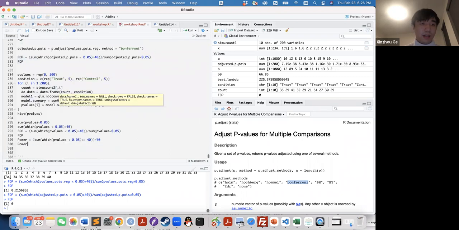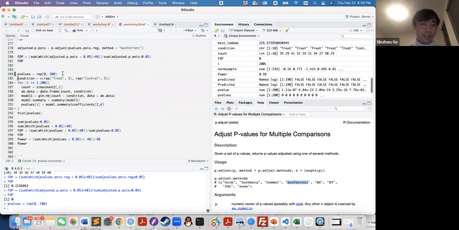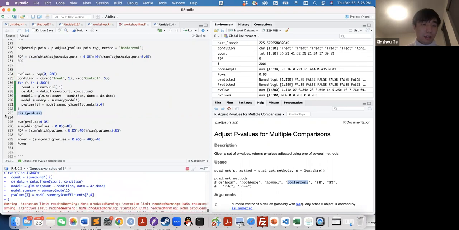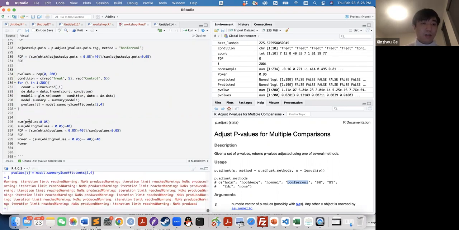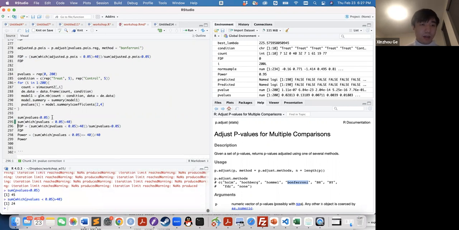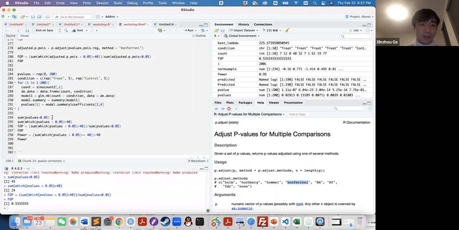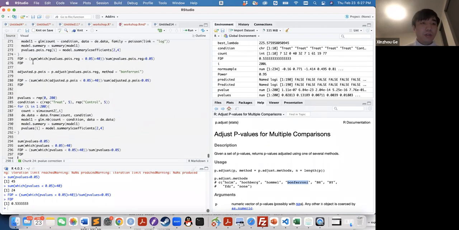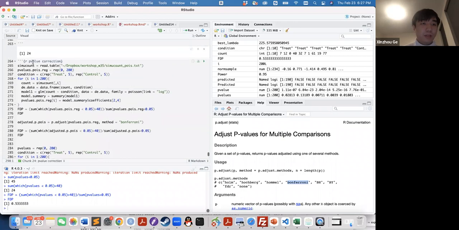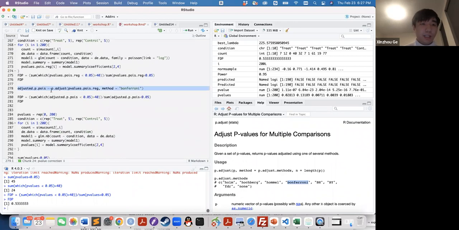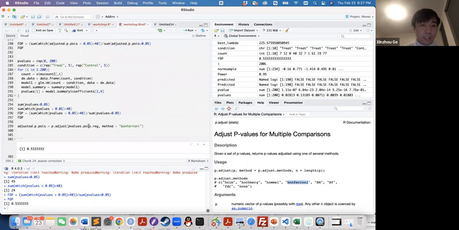Here we are looking at the negative binomial dataset and calculate the p-values, and you can see that the FDP is around 50%, and we want to control the FDP by doing the adjustment. This time we can also do the p-value adjustment using this command. Adjust the p-values, I just copied here, and adjust the p with Bonferroni.